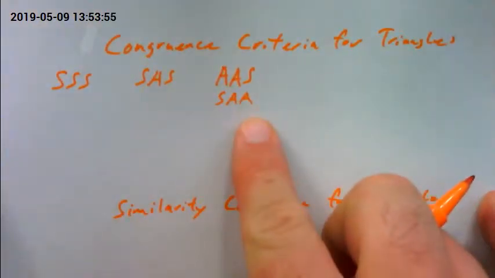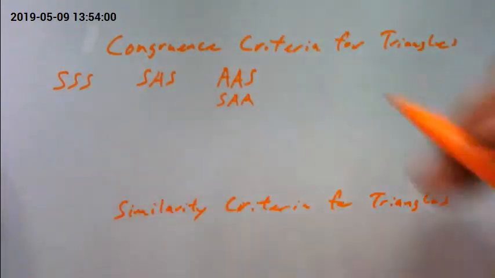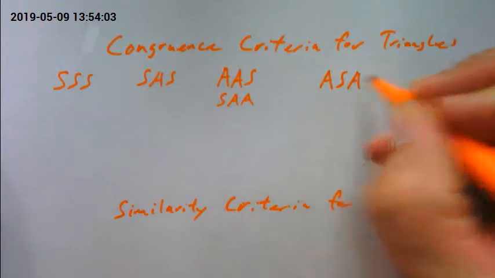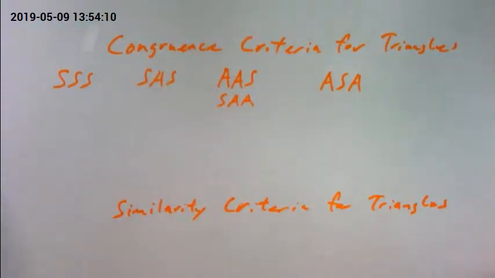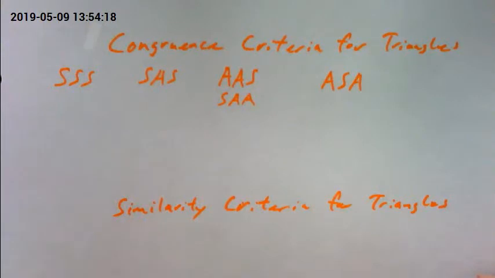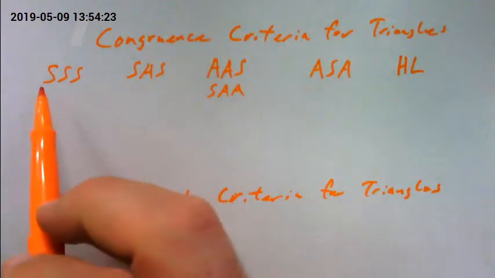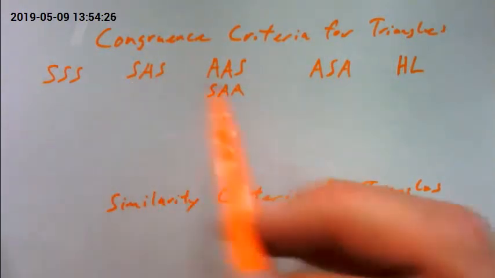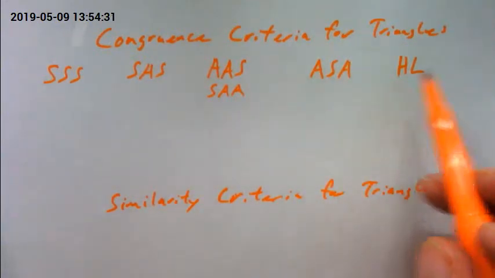What's the other one? Kind of the opposite of that one. ASA. We barely use that one. And then there's one more that we learned after the main 4. It did not use S's and A's. It was for a right triangle. Oh yeah, hypotenuse leg. So again, this stands for side, side, side; side, angle, side; angle, angle, side, or side, angle, angle; angle, side, angle; and hypotenuse leg.